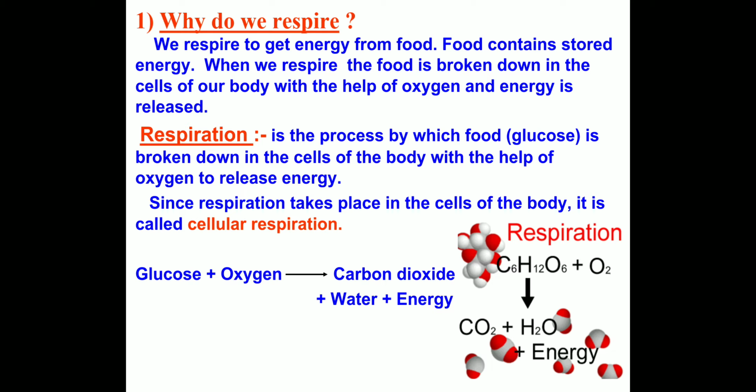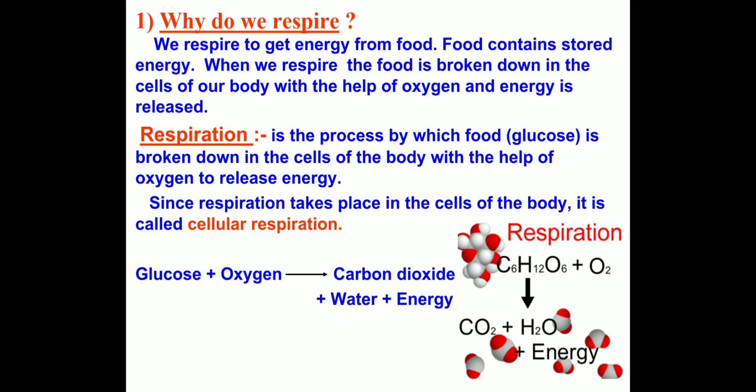So, children, we respire so that the food that we eat is broken down as respiration takes place within the cells of our body. So, we need oxygen to break down the food so that we can get the energy. Now respiration, children, broadly speaking is the process by which food or glucose is broken down in the cells of the body with the help of oxygen to release energy.